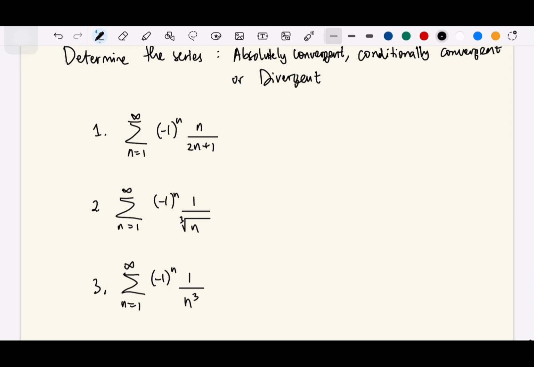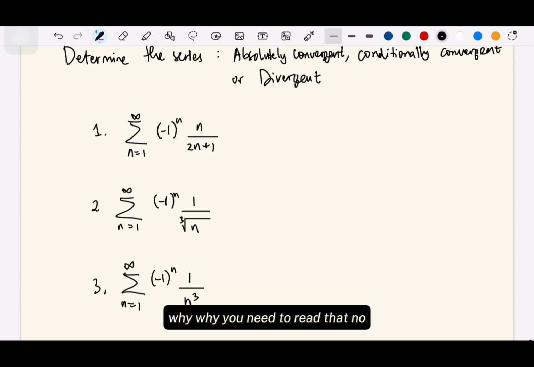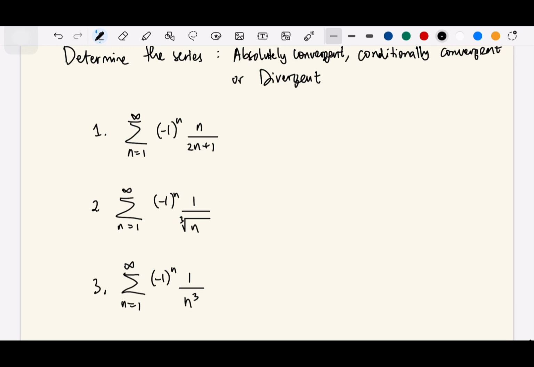Do you remember how to find the limit? Yeah. How? You read this. Why do you need to read that? To have a better understanding. No, I'm just asking what's the limit. No need to read that. The limit is... No. Why not?